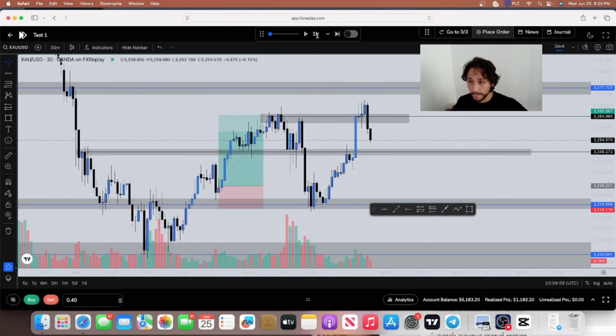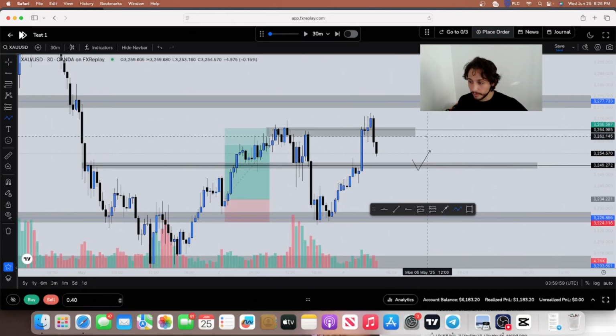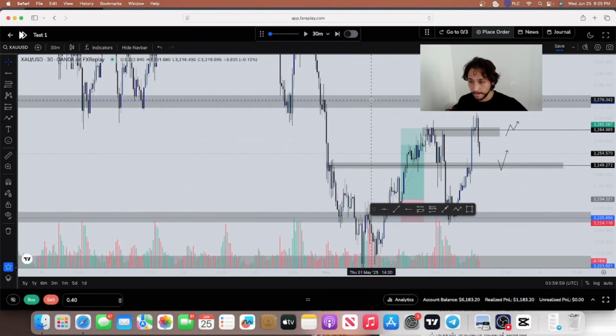So let's put this on 30 minutes. We're going to be waiting for either a retest by the market. Let me make this smaller. This is huge. So retest, make this one smaller. Or we're going to either wait for a break and retest. But this is definitely something to keep an eye on.